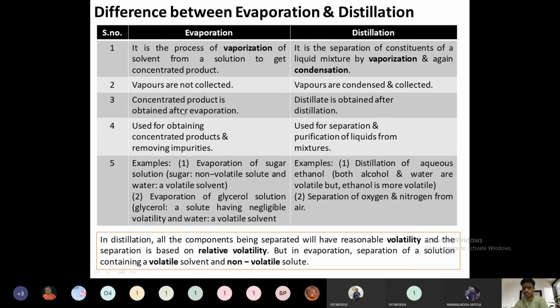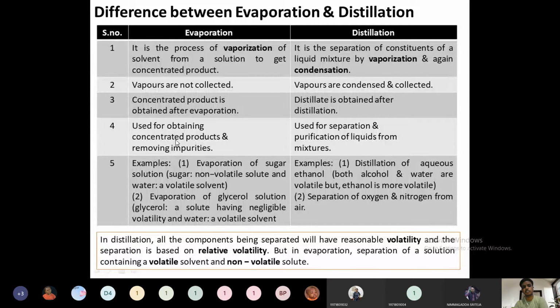Then a concentrated product is obtained after evaporation. Whatever water is evaporated leaves behind the concentrated product in evaporation, whereas in distillation, a distillate is obtained. As I already said, the vapors coming from the top of the distillation column will be condensed in a condenser and collected as a distillate.